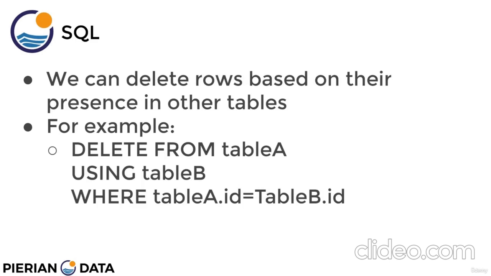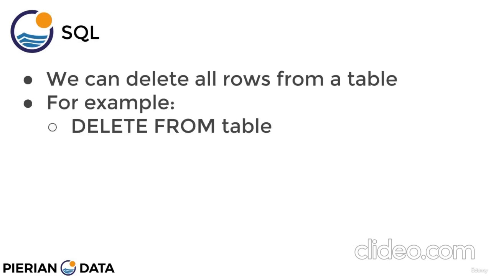We can delete rows based on their presence in other tables. For example, we could say delete from table A using table B, where table A.id is equal to table B.id. Essentially, where there happens to be a match in between these two tables, we'll go ahead and delete those rows from table A. You can almost think about this in the same way that we had an update join. This would be kind of like a delete join. And then we can delete all rows from a table by simply saying delete from table.